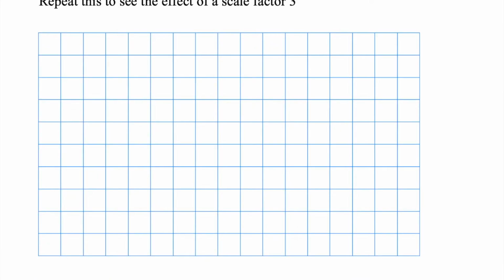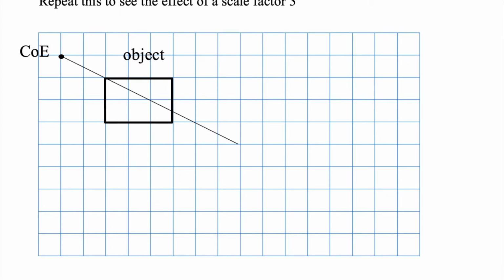Then if we use a scale factor of 3, we follow the same process. There is an object that you have to scale up from the center of enlargement, or enlarge from the center of enlargement. That is your first construction line or ray line, and then you do the same. Then the scale factor is 3 this time.